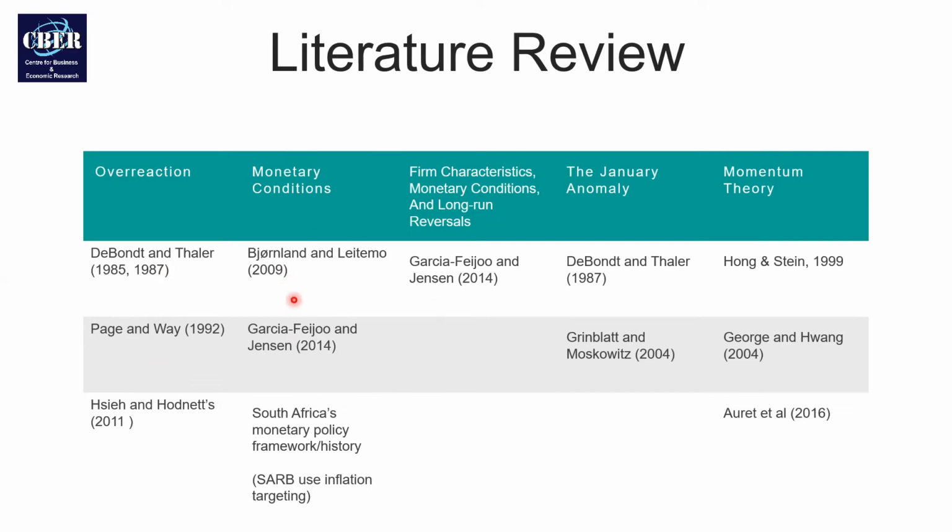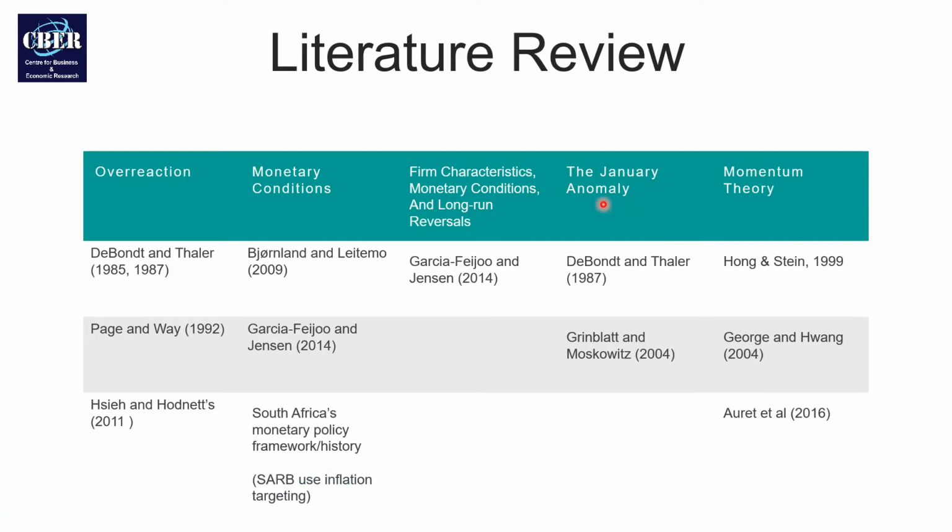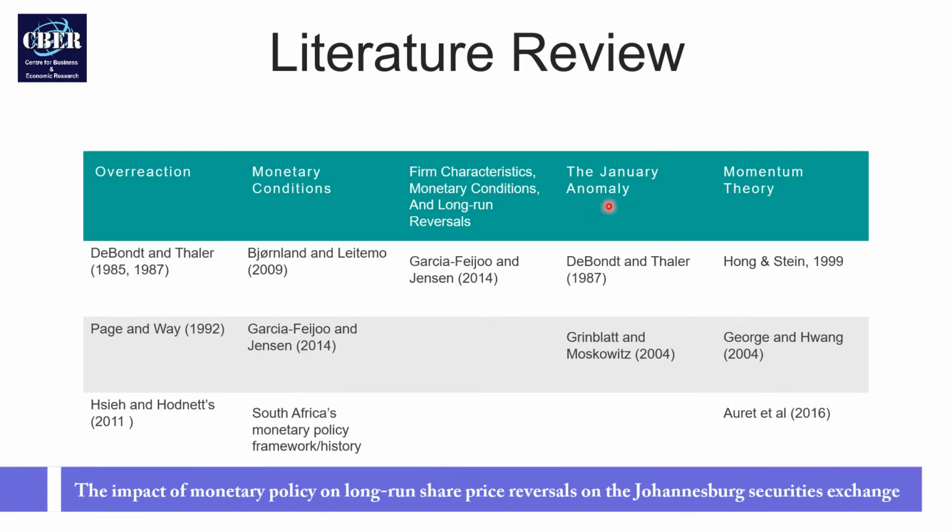Then we look at monetary conditions, Jordan and Latemore. They reported a relationship between interest rates and shocks to stock prices in the United States. And Garcia, Fajon, Jensen support this theory because of how monetary policy changes affect US share prices. And then we look at firm characteristics, where Garcia, Fajon, and Jensen found that characteristics such as size, firm beta, and book-to-market equity ratios play a role in reversals. And then we look at the January anomaly, where the month of January is known to have a significant effect on share prices, but finance authors are yet to determine why, hence why it's called an anomaly, even to this very day.